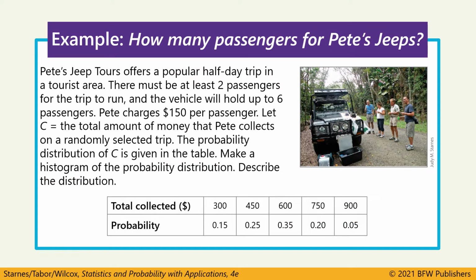Pete's Jeep Tours offers a popular half-day trip in a tourist area. It needs at least 2 passengers for the trip to run, and it can hold up to 6 passengers at a cost of $150 per passenger. C is our random variable, and it's going to represent the total amount that Pete collects on a randomly selected trip. We're going to use our probability distribution here to make a histogram and describe the distribution.